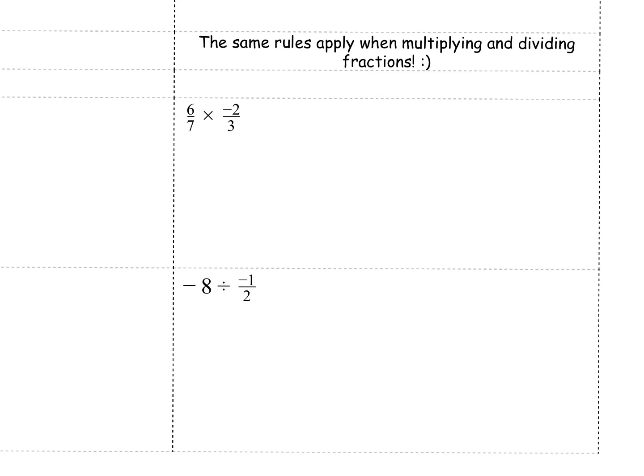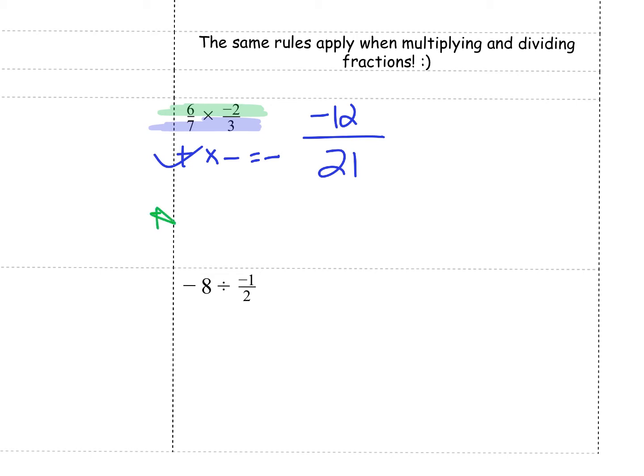When solving our problems today, we're going to use those same multiplication and division rules. We just apply them to fractions. Remember, with fractions, you multiply straight across. So in this first problem, I'm going to multiply my top numbers together, and then I'll multiply my denominators, or bottom numbers, together. 6 times negative 2 is negative 12. 7 times 3 is 21. I had a positive times a negative, which I know is going to equal a negative answer, which I have. So you want to double check that your signs are correct.